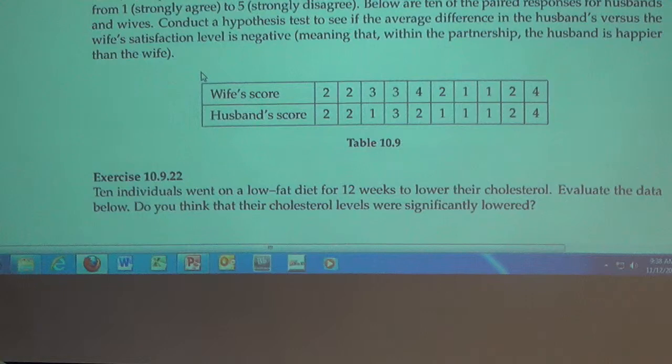This actually ties in beautifully to what you asked earlier, Rosie. We are asking husbands and wives a question: being pleased with the way we divide responsibilities for child care. And you see the Likert scale? 1 to 5. 1 strongly agree, 5 strongly disagree. There's the husband's and wife's responses. Good question.